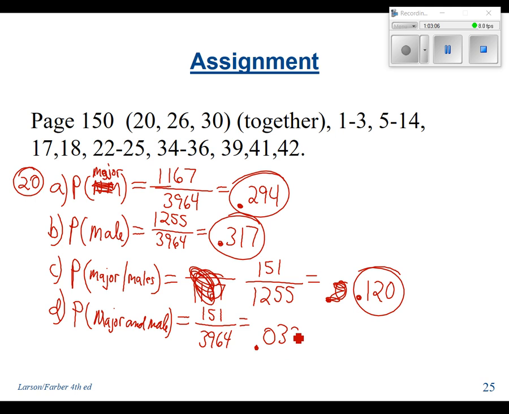What do we know about that event? That's unusual. Are the events being a male student and being a nursing major independent or dependent? So again, are the events being a male student and a nursing major independent or dependent? Independent. Right.